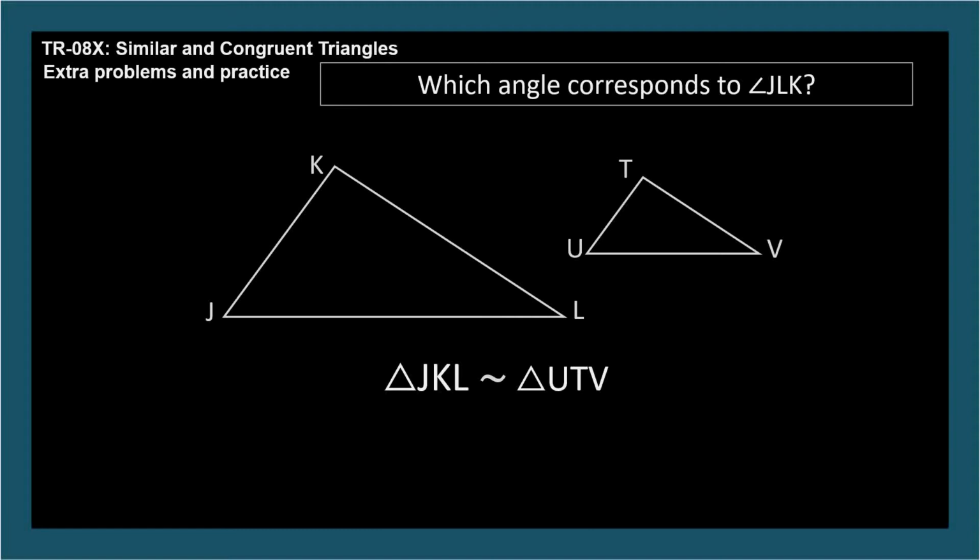Or we could look at the similarity expression and note that point L is in the 3rd position, so its corresponding angle is in the 3rd position of the other triangle, again V. So the angle corresponding to angle JLK is angle UVT. Expressing this as angle TVU would also be correct.